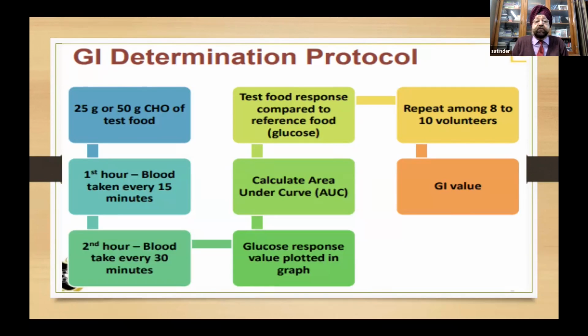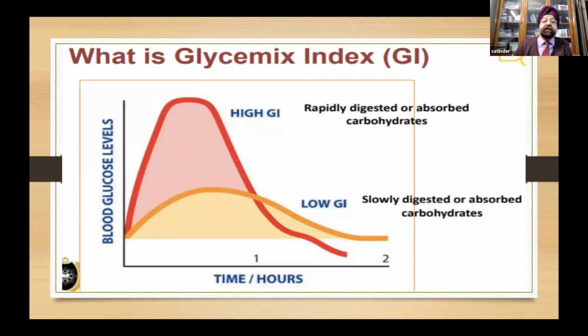We also do the standard: the reference food, glucose or white bread, is similarly given to 10 people, and this is done in a fasting state. The area under the curve for the reference food is compared with that of the food we give, and the percentage of the area is taken as the glycemic index. This is the standard protocol, and this is a very clear pictorial representation.